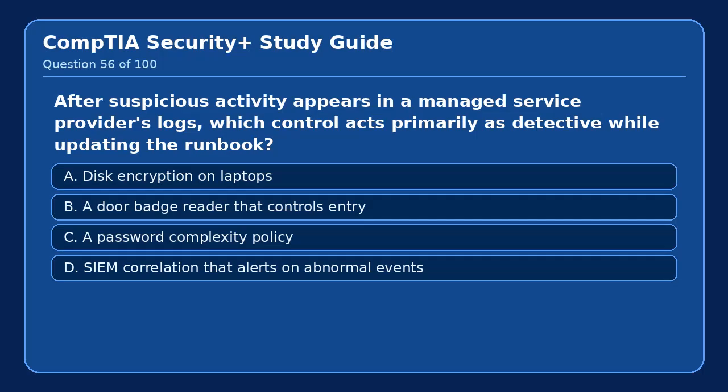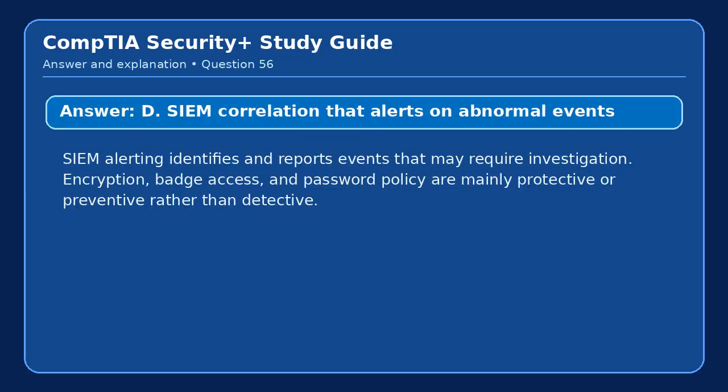Question 58. Which item is a directive control during a city agency security awareness program during a quarterly review? A. An IPS blocking malicious traffic. B. A backup server replicating data. C. A written policy requiring users to report suspected phishing. D. A honeypot collecting attacker behavior.